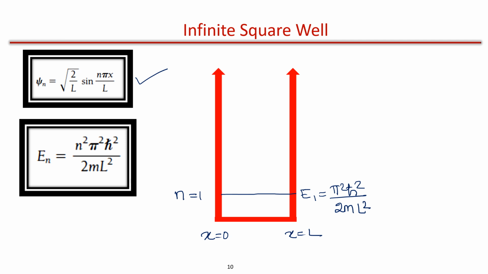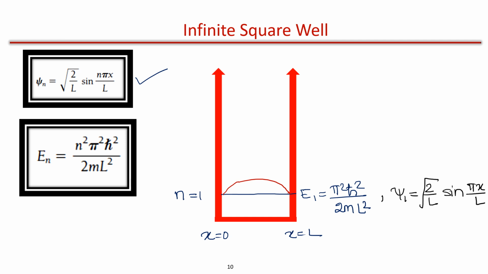Similarly, for psi 1, the wave function will be equal to root over 2 by L sin pi x by L. And if you plot the wave function, it will look like this. It will go from this end to this end.